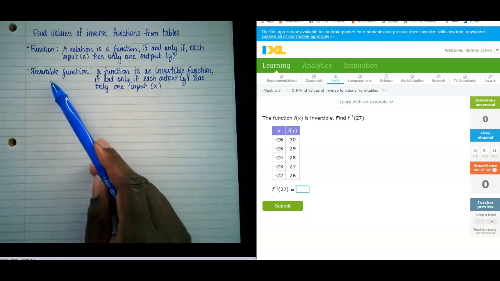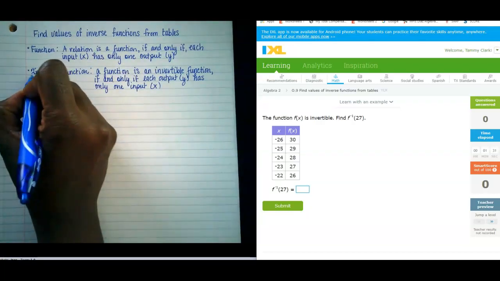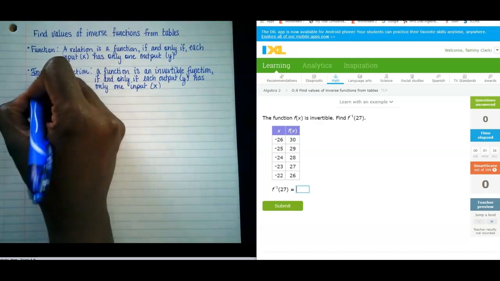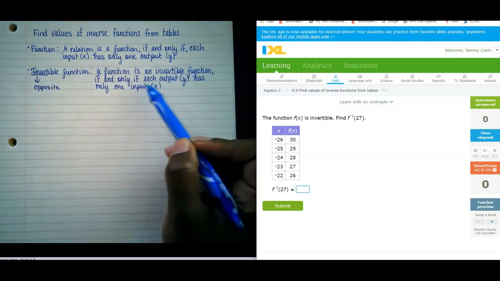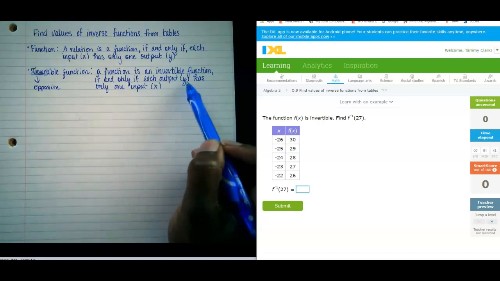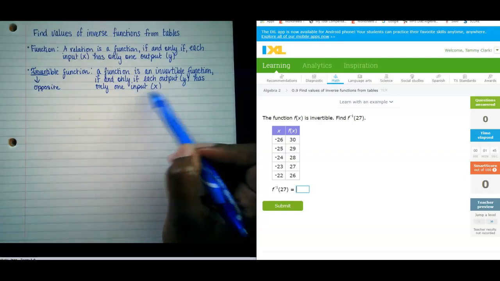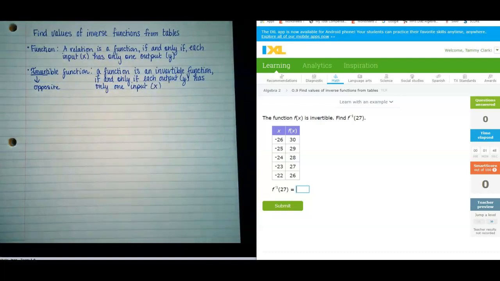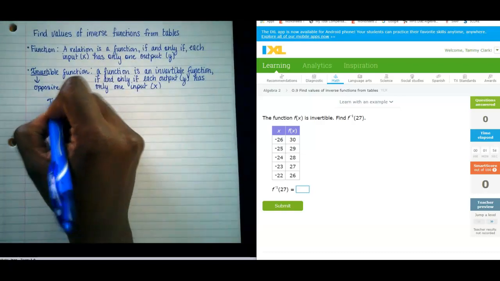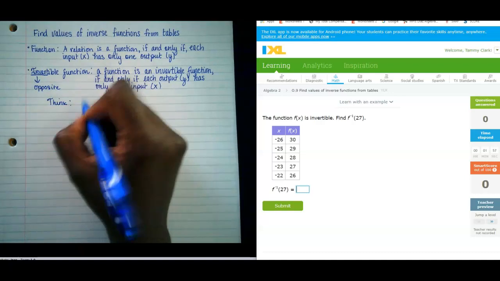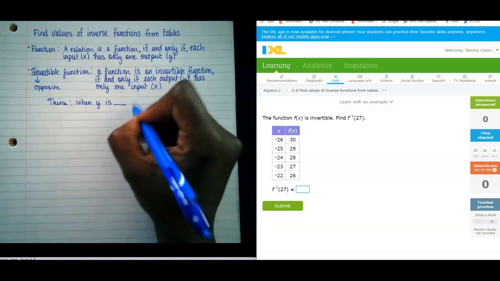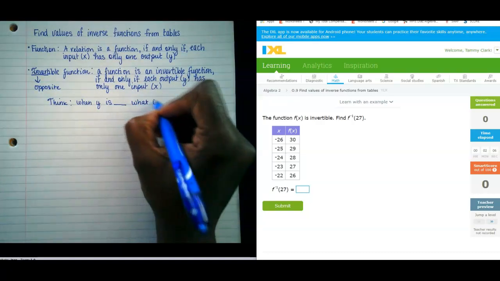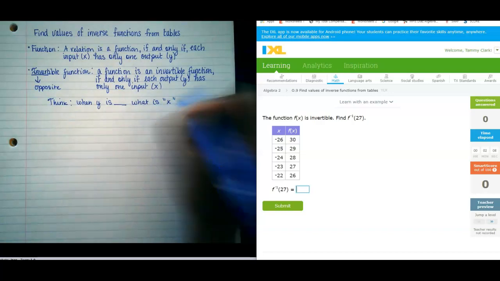Now, a function is invertible, or the root word is inverse, meaning opposite, if and only if each output, meaning the y, has one and only one input, meaning the x. So what I want you to think about as we look at the tables is this way: when y is whatever it is, what is x? So let me show you what I mean.